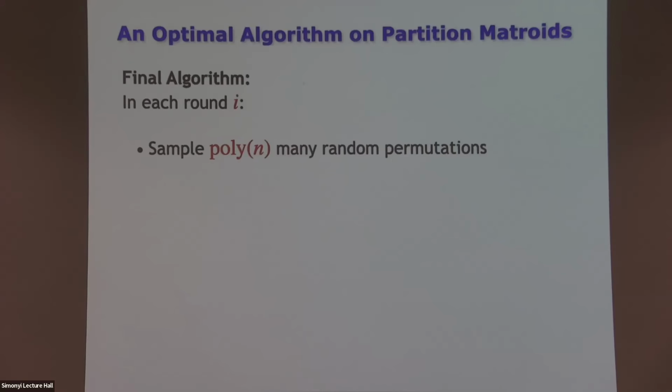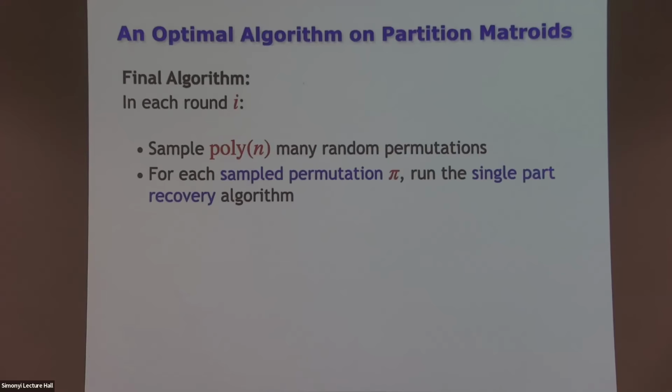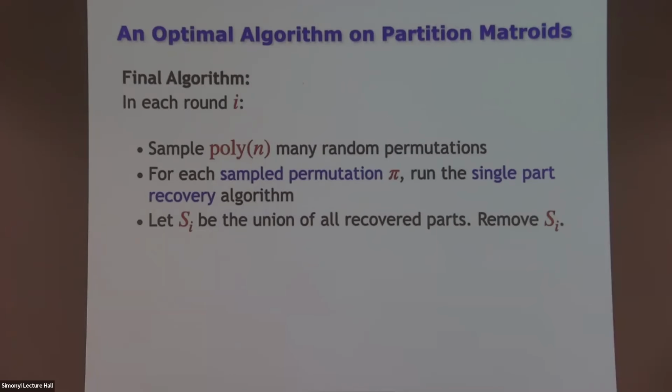So what are we going to do? Here we use the random permutations. We're going to sample a polynomial number of random permutations. And then for each permutation pi, we're going to run this algorithm from the previous slide. So it'll find, for each permutation pi, where was the first dependence that arose, and it's going to recover the part that contributed that dependence. And then you just take the union of all of these recovered parts. If you're in round i of the algorithm, we'll call that S of i. And then you'll remove S of i.